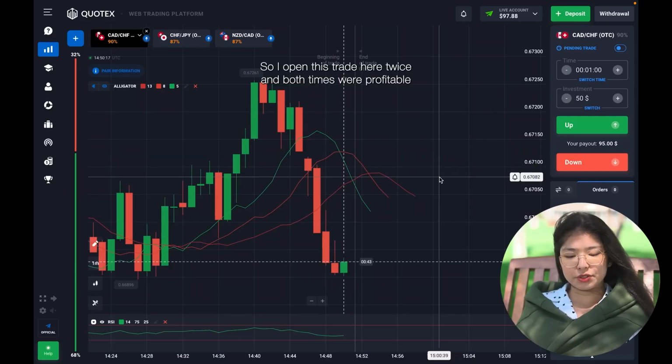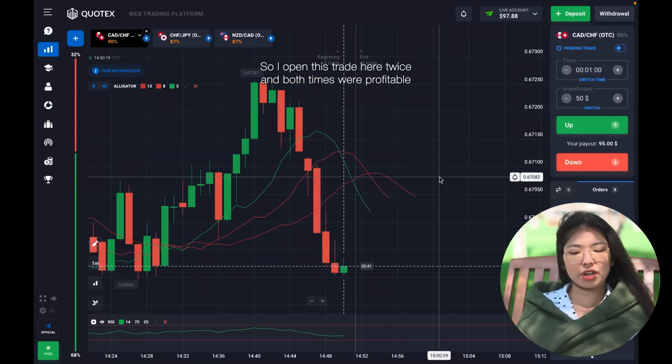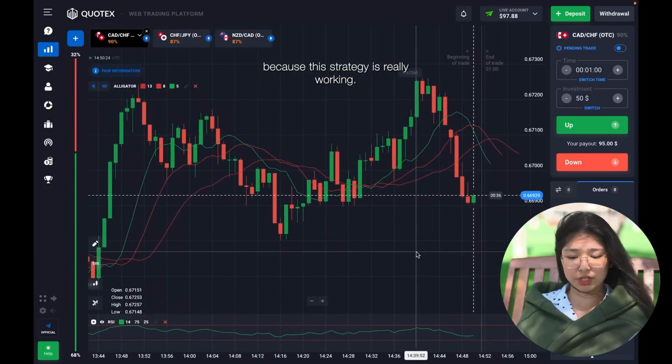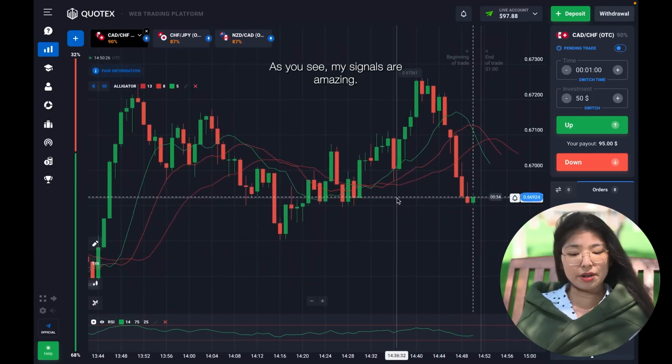I opened this trade here twice and both times were profitable because this strategy is really working. As you see, my signals are amazing.